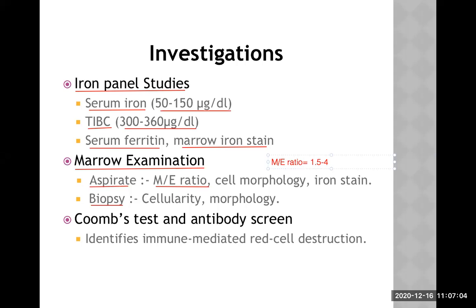So the concept is important here. Now, what does that mean? If this ratio is increased or decreased, I need to interpret it now. So please listen carefully here. Let me ask certain questions quickly. If the ME ratio is increased, what does that mean? That means the myeloid cells are in increased number compared to the erythroid cells.